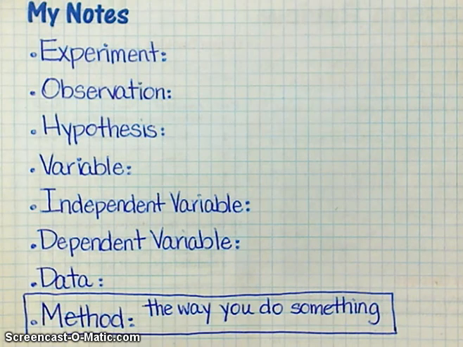And last but not least, I'm on the very back page where you have room to write notes and vocabulary words. The vocabulary words that I expect you to define: experiment, observation, hypothesis, variable, independent variable, dependent variable, data, method. Method we've actually run into already, and remember that it's the way that you do something.